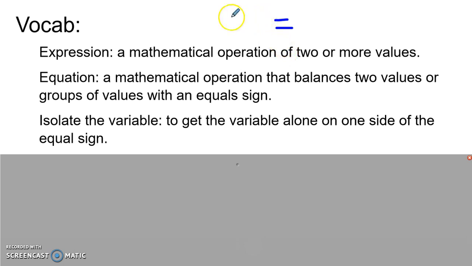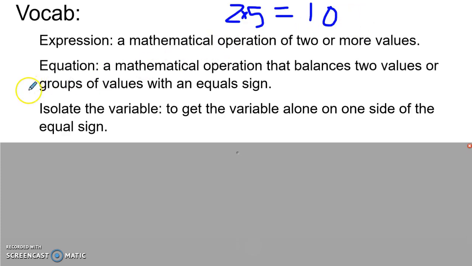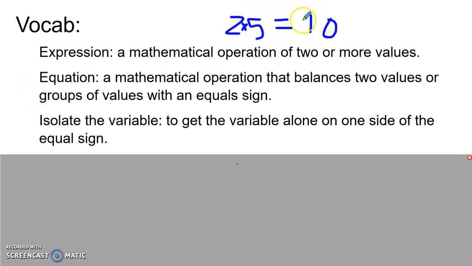An equation is going to have numbers or variables on both sides. And here we have 2 times 5 equals 10. That's an equation because the idea is we're balancing one side of the equal sign to the other. Often you will have a variable in there, and that's what you will be trying to find the value of.